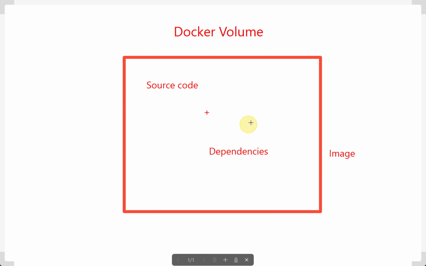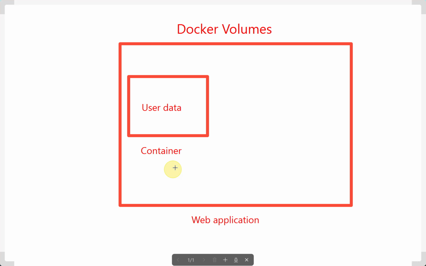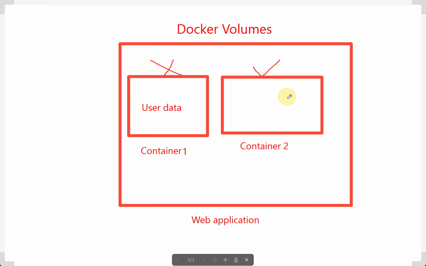Now consider an example of a Dockerized web application. Consider this web application has some kind of feedback forms, and users fill those forms and the response will be stored. That response data will be stored inside the container. Now consider the source code of this web application is changed. So you have to build a new image and a new container. Now container 1 is deleted and a new container is created.